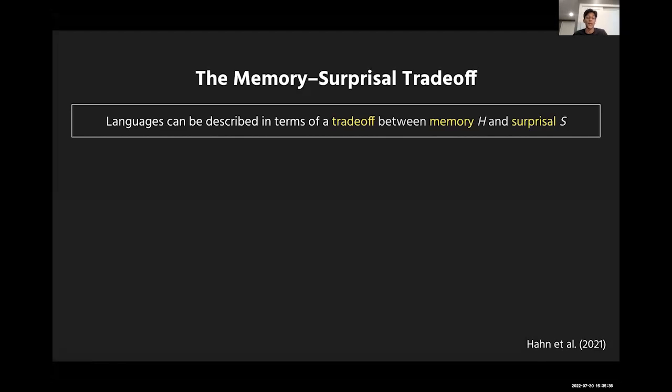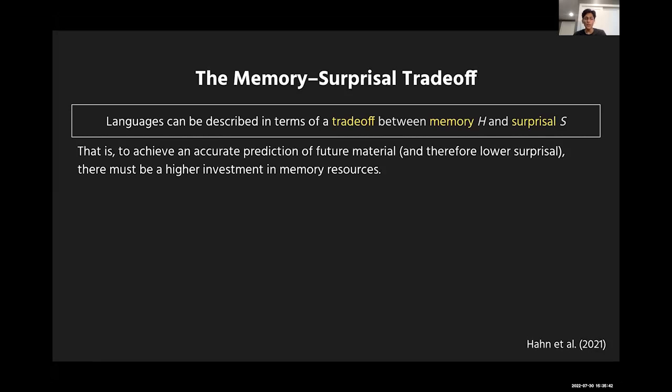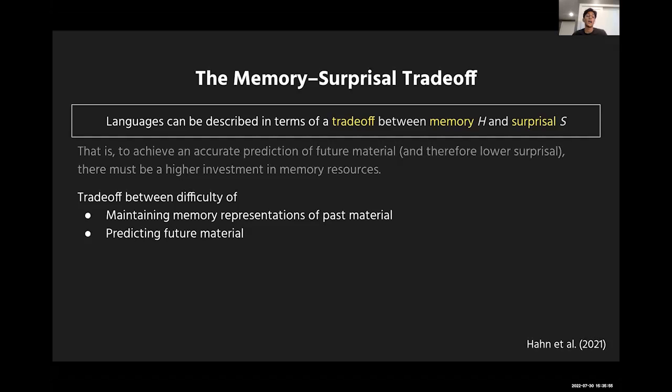And this is unique for every language. So any given language can be described in terms of this trade-off between its memory and its surprisal. To achieve a more accurate prediction of future material and therefore to lower your processing difficulty, or your surprisal, you have to invest more resources and energy into memory. So there's a trade-off between maintaining memory representations, this backwards looking view, as well as predicting future material, this forwards looking view.